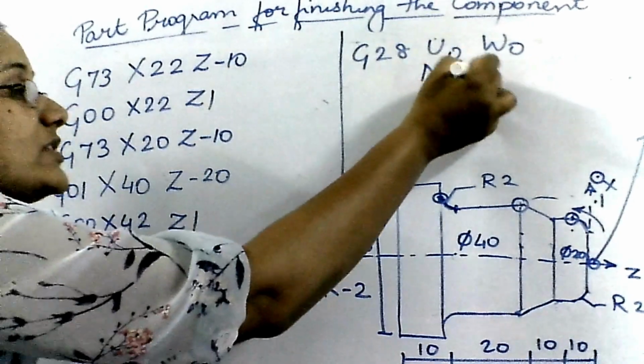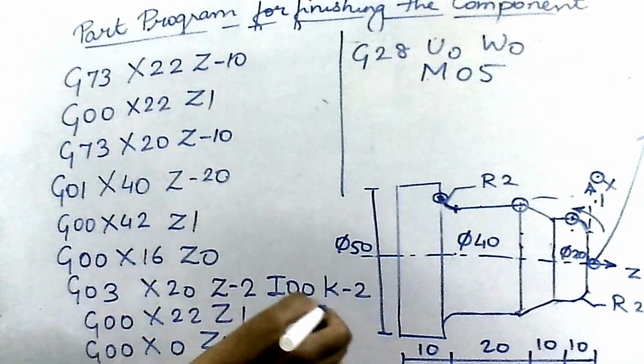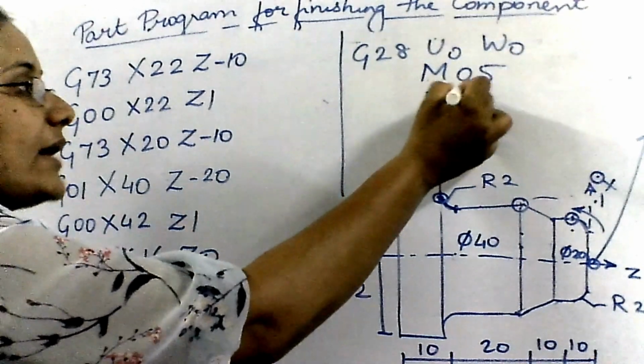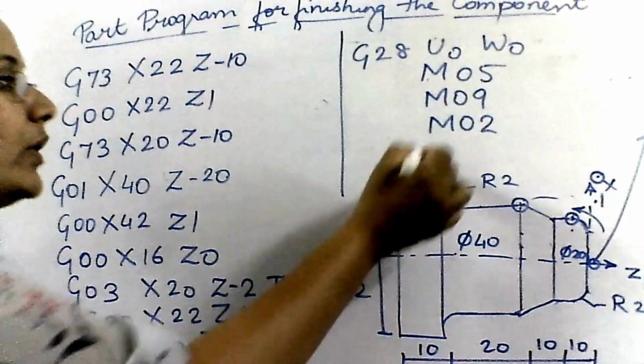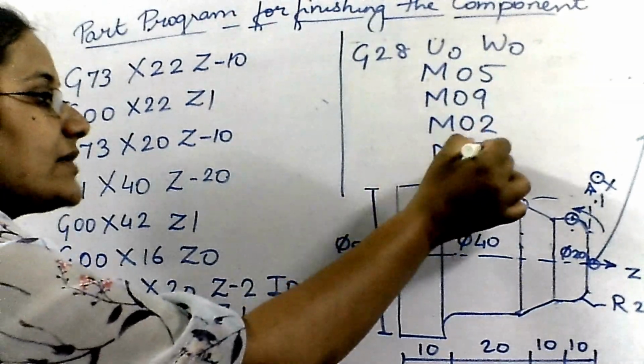Then I turn off the spindle, that's M05. Then I turn off the coolant, that's M09. Then I end the program, that's M02. And lastly, I end the tape, that's M30.